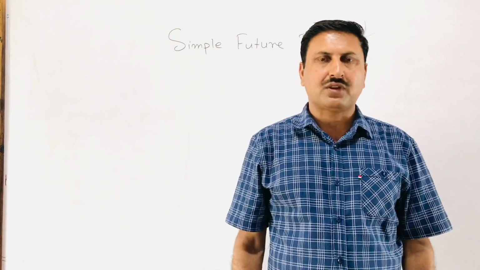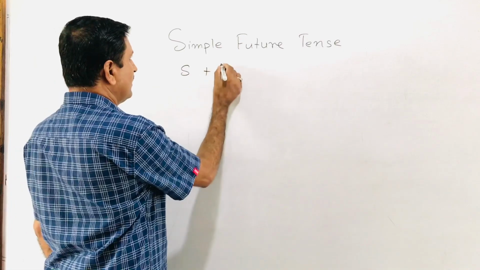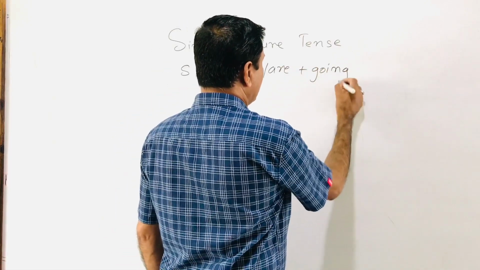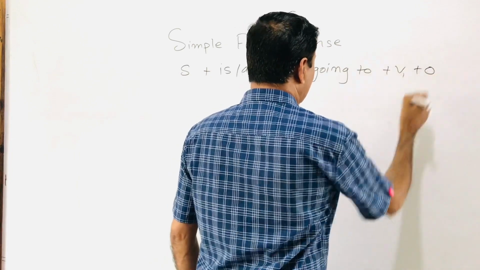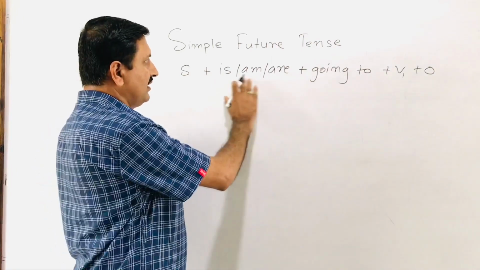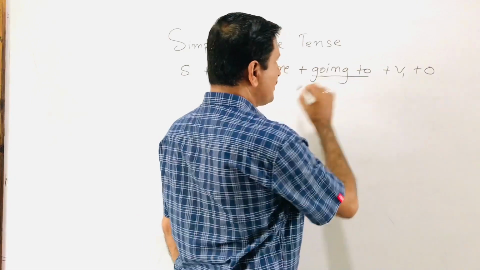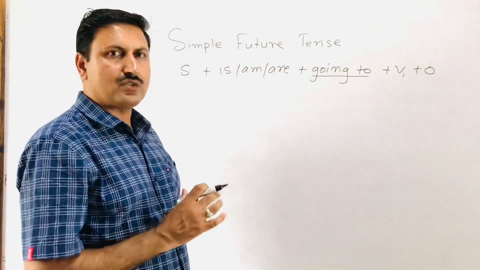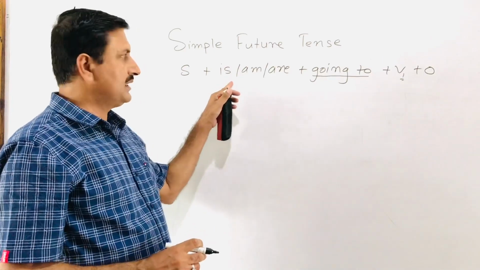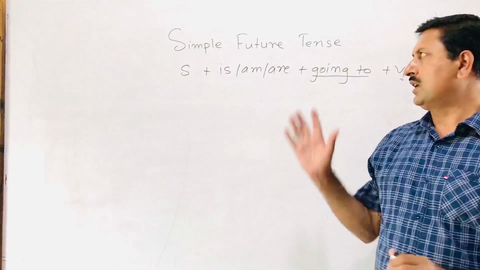Now let's talk about another structure, that is going to structure. We use is, am and are in this tense also, which are the auxiliary verbs, be verbs of present continuous tense, and everywhere we use going to. That is why this structure is called going to structure, and comes verb 1 after this. Is used with the singular subject, am is used with subject I, and are is used with the plural subject.